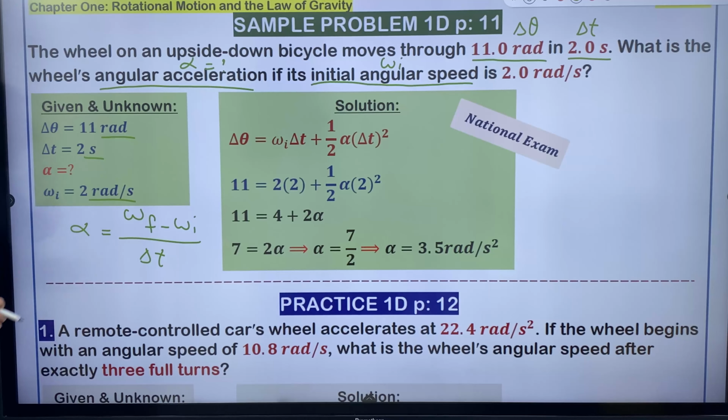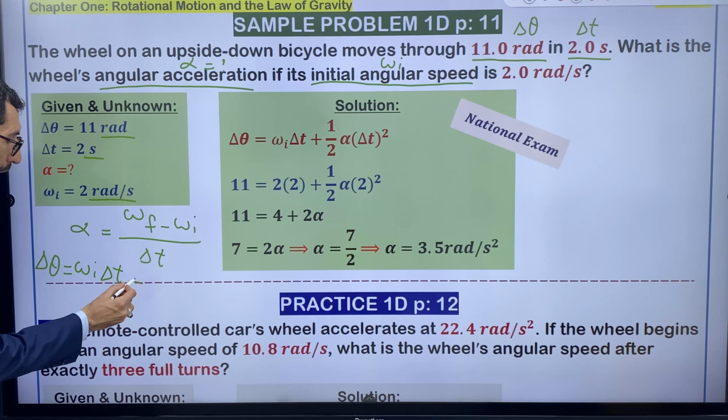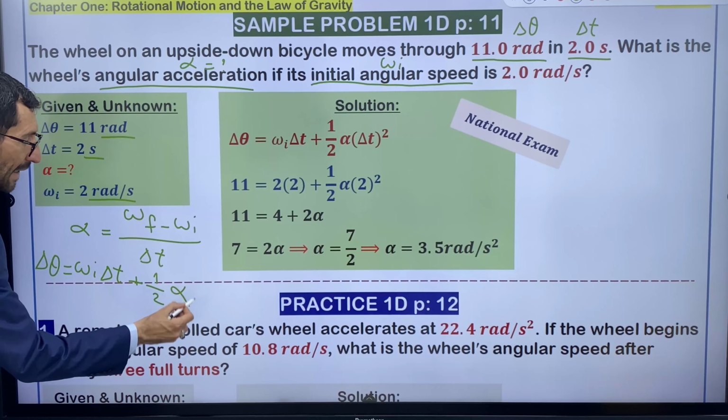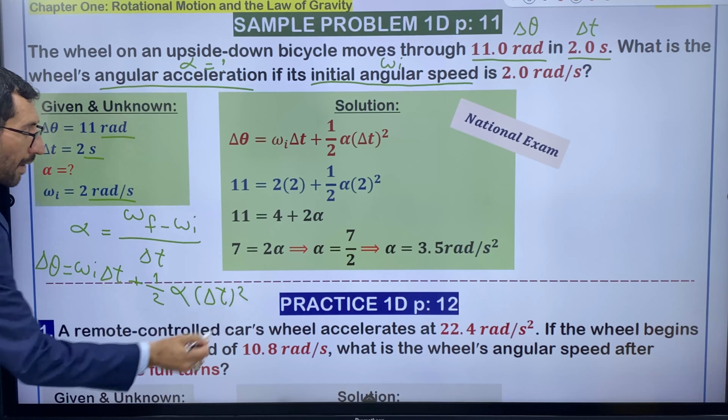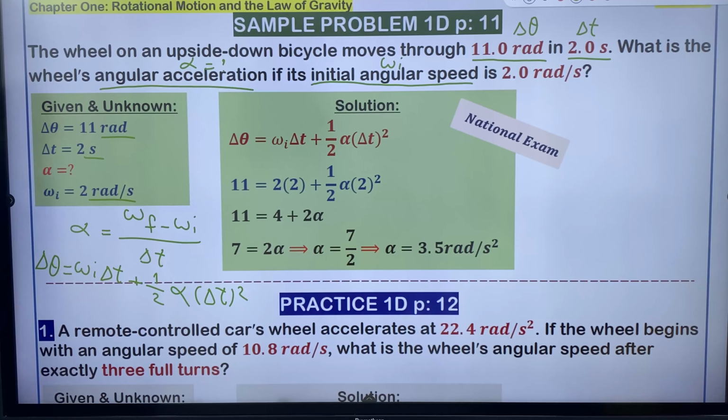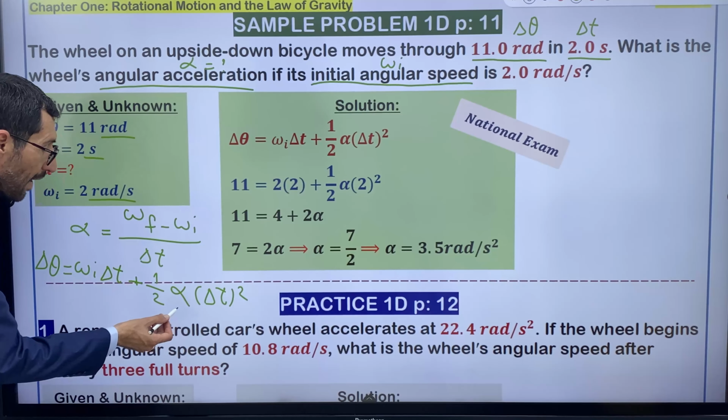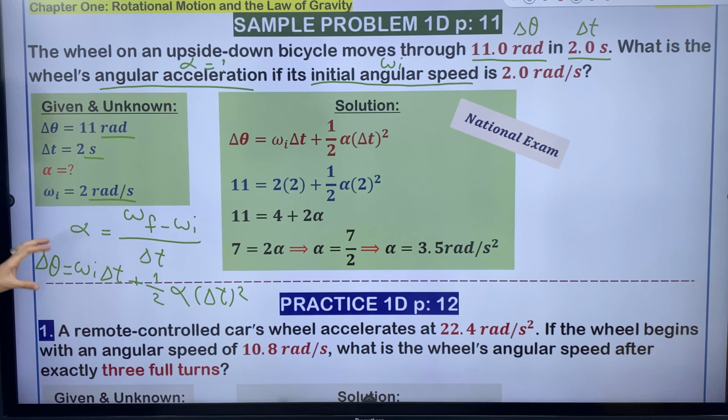So what's this equation? We have 4 equations. I want to write another equation. I say delta theta is equal to omega I delta t plus 1 over 2 alpha delta t squared. Does it work or not? Let me check this equation. We have delta theta. Omega I is given. Delta t is available. 1 over 2 alpha, we look for alpha, and delta t is given. So this equation works.